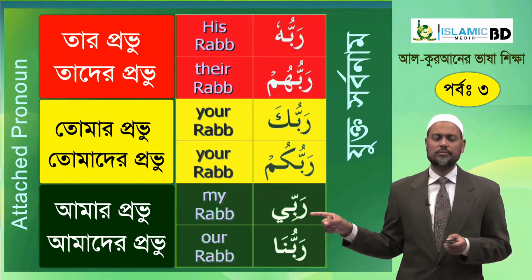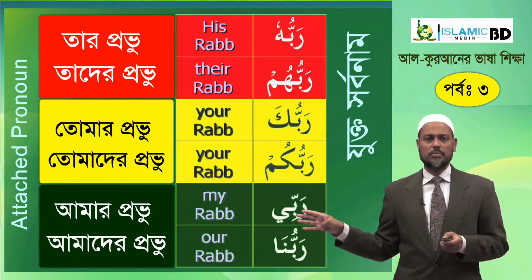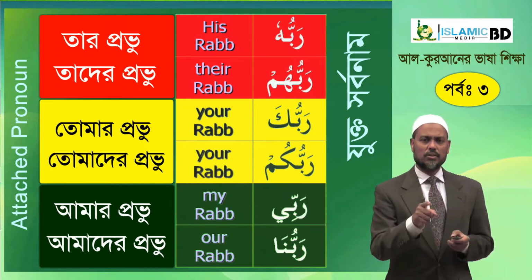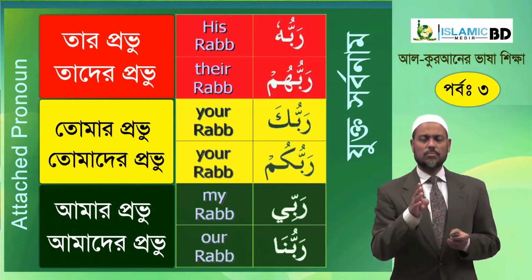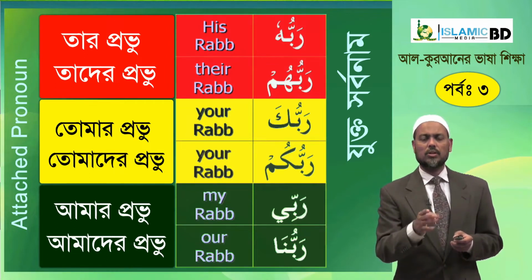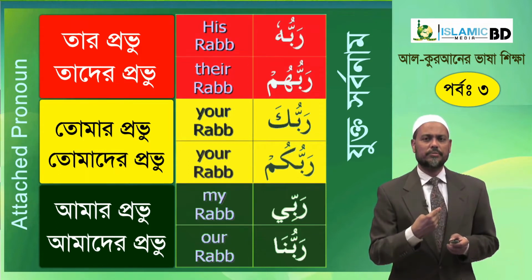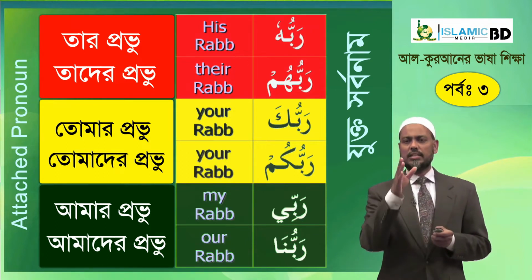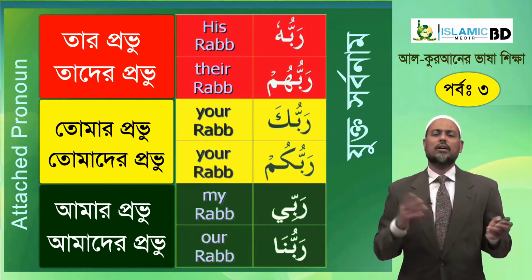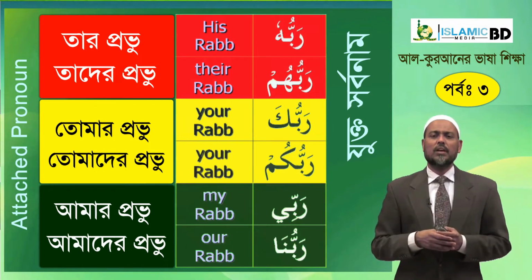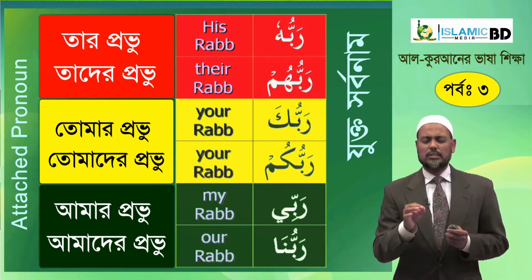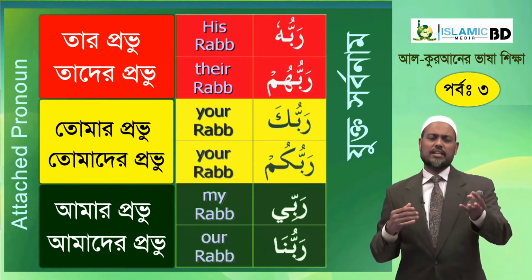Rabbuhu, his Rabb. Rabbuhum, their Rabb. Rabbuka, your Rabb. Rabbukum, your Rabb. Rabbi, my Rabb. Rabbuna, our Rabb. So as you see, the endings define the possession. Okay. So now let us practice by you translating.